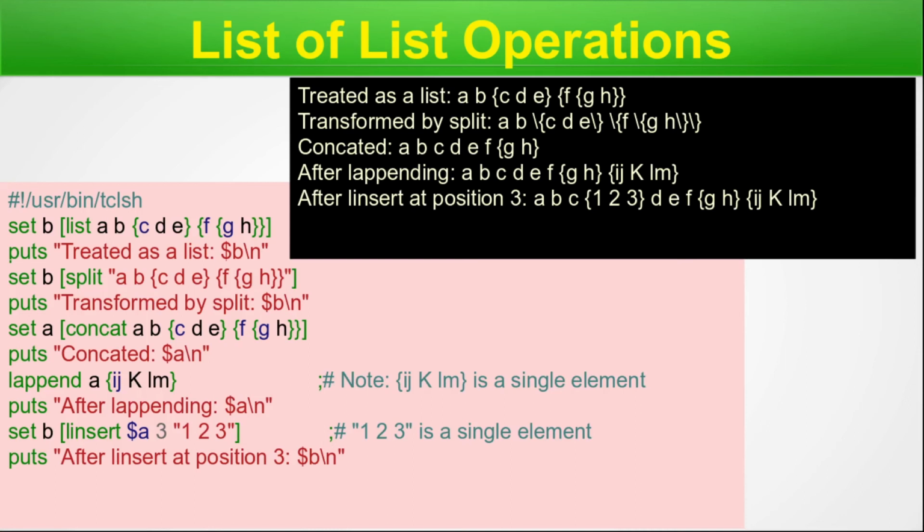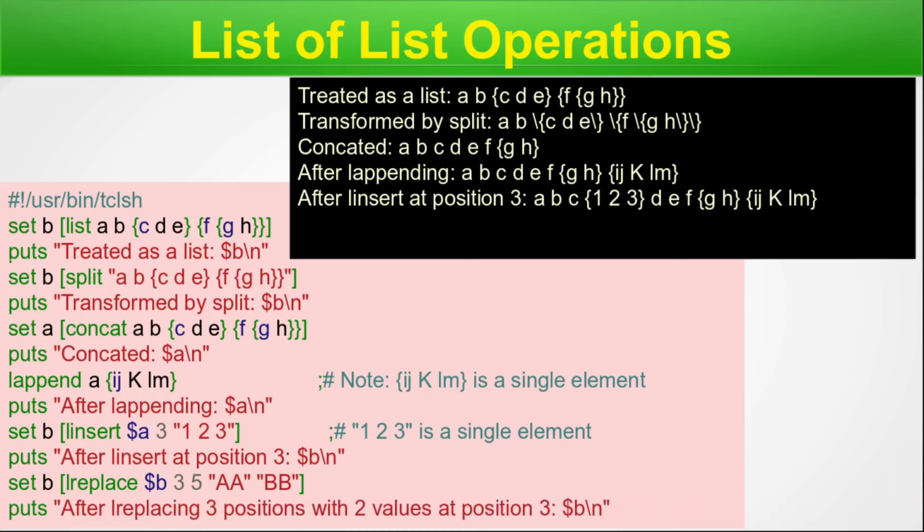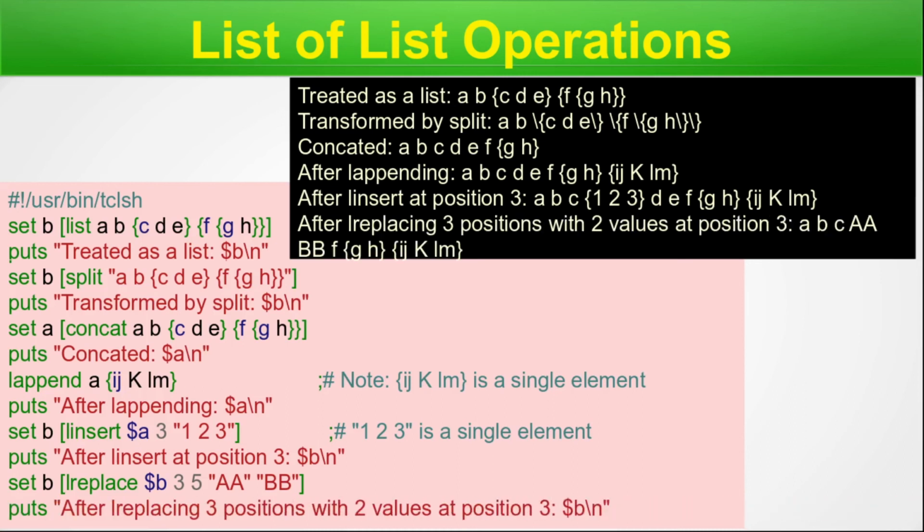What you understand from this is that you can insert or replace, but they are two separate operations. Here we have shown the insert operation, and now we are showing the replace operation with lreplace, and here we are using the range 3 to 5, and we are using two elements, so we are replacing three elements by two elements. Once we echo it, it replaces three elements by two elements.